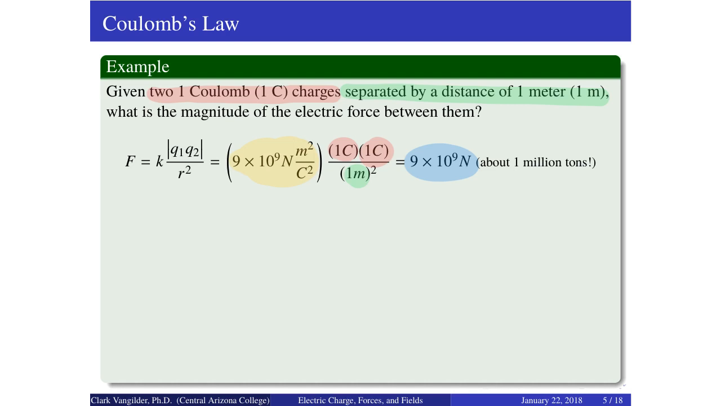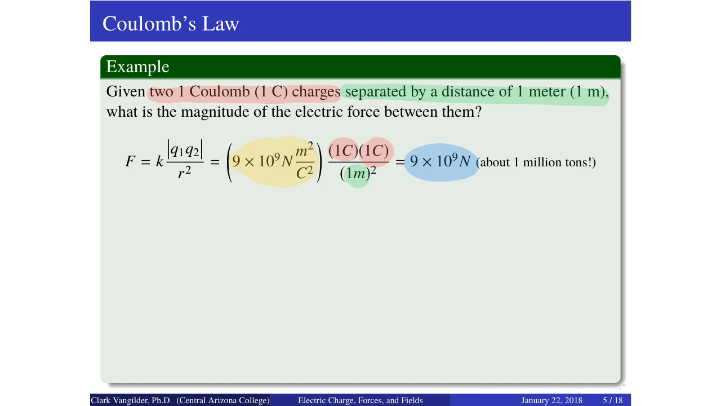So 1 electron has a charge. Protons, electrons have the same charge, just different signs. The elementary unit of charge, which we'll get to in a minute, 10 to the minus 19. So 1 coulomb, that's a lot of electrons. And if you were anywhere near this, it would be bad for you, okay, to experience this much force due to 2 1 coulomb charges only separated by the distance of a meter stick.